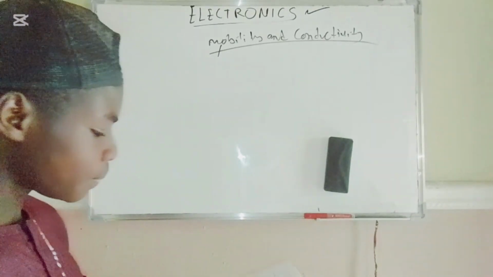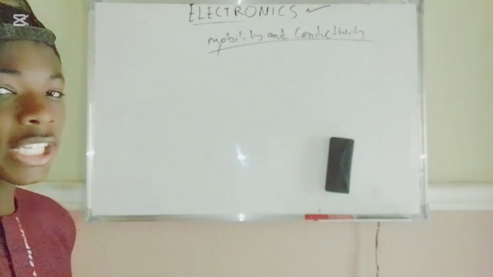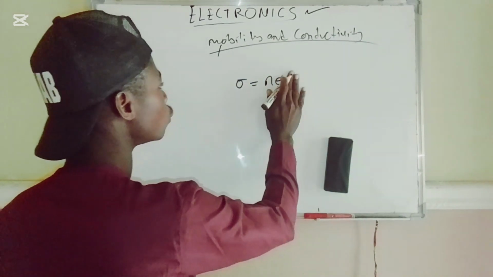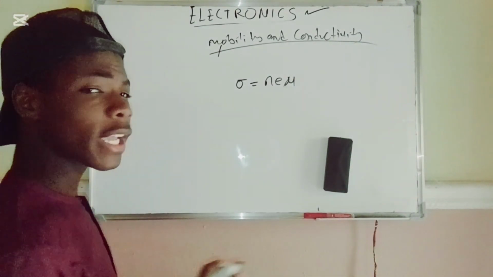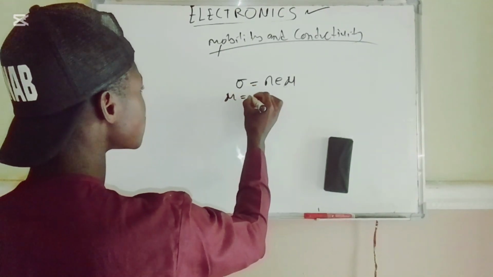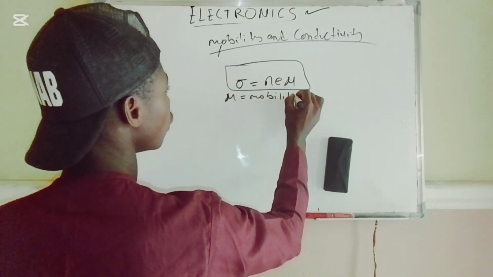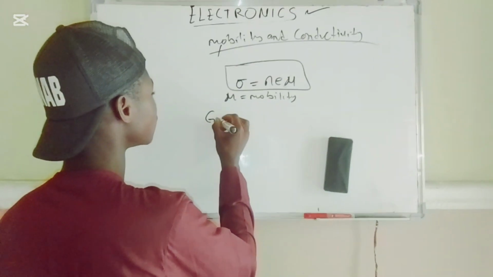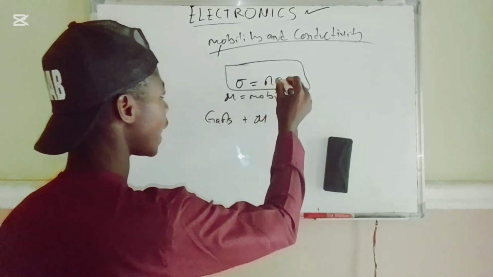So we all know that the conductivity of a semiconductor depends on carrier concentration and mobility. It has a relation, which is sigma equals N e mu. What is the mu? The mu stands for mobility. You have to know that gallium arsenide has the highest value of this mu.